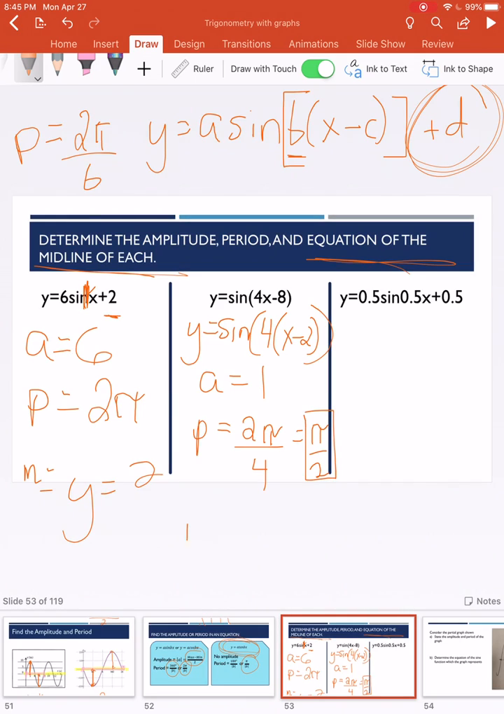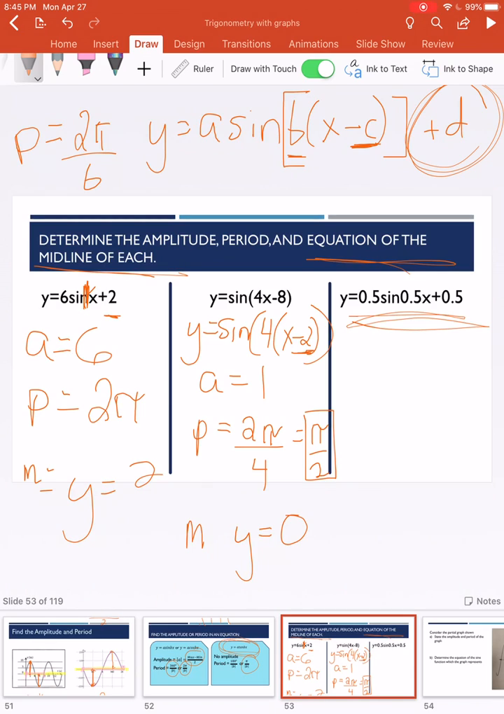And then I actually don't have a midline, right? That 2 would not be a midline. That's our horizontal shift left or right because it's our c value. So because there's no d value, we would just assume the d value is 0, right? It's the same as adding 0. So my midline would be y equals 0.